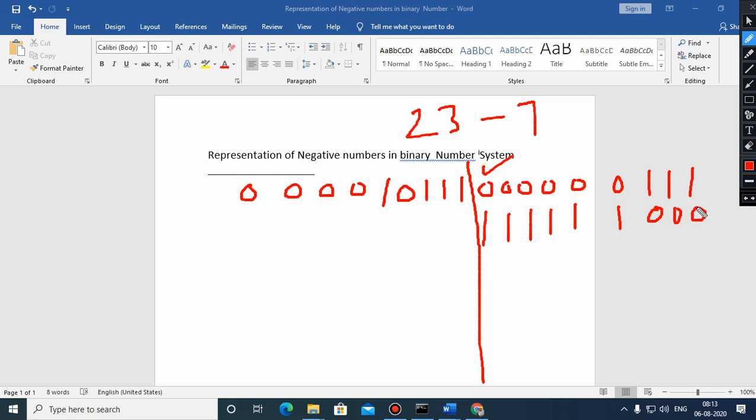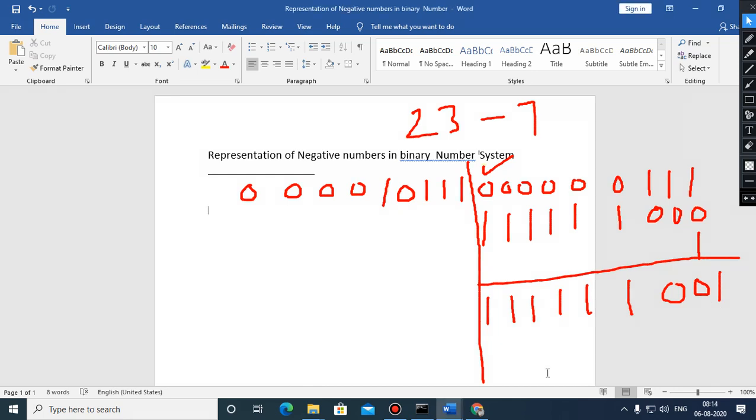But what if it is 2's complement, what to do? Here we have to add one more 1. In 1's complement, whenever we add 1, it becomes 2's complement. So in 2's complement, minus 7 is this one. So children, this is minus 7 in 2's complement. If we add 1 in 1's complement, one bit at the LSB, then it is minus 7 in 2's complement.